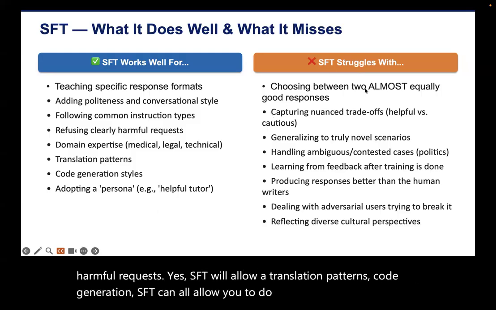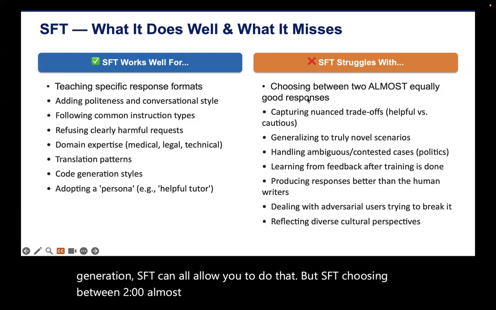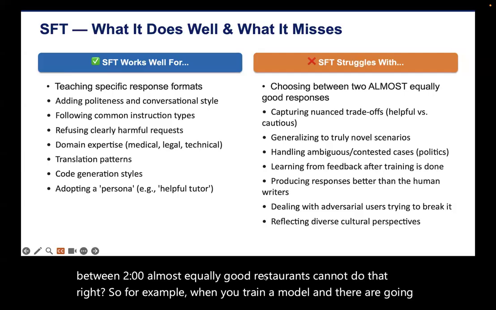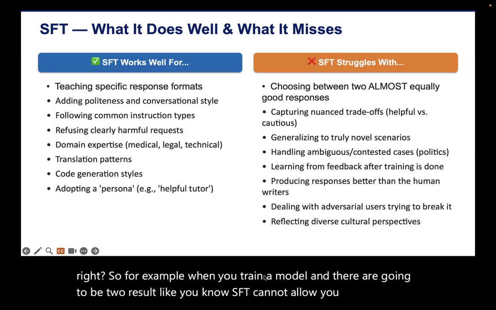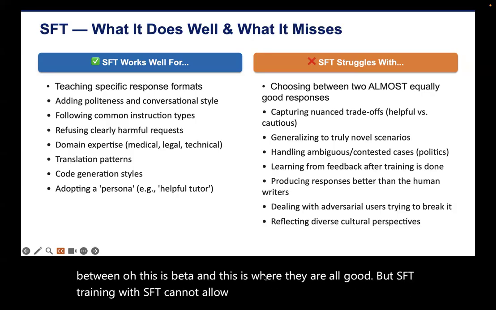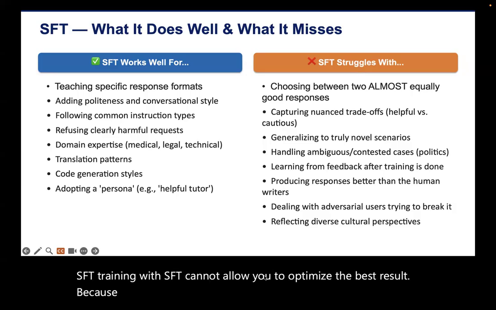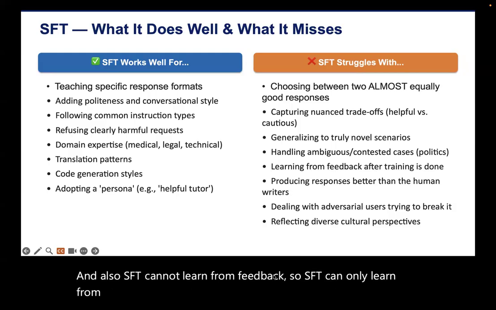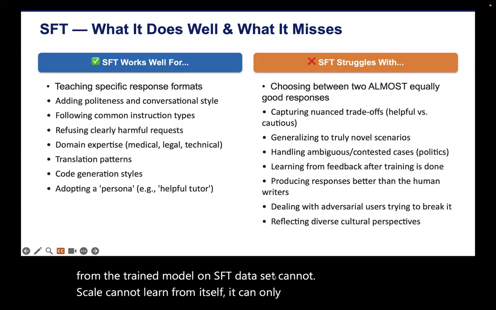But choosing between two almost equally good responses, SFT cannot do that, right? For example, when you train a model and there are two results, SFT cannot allow you to choose between, oh, this is better and this is worse. They are all good, but training with SFT cannot allow you to optimize for the best result, because you just train it on selections from samples. Also, SFT cannot learn from feedback. SFT can only learn from the dataset we train the model on, cannot scale, cannot learn from itself. It can only learn from the SFT dataset we give.